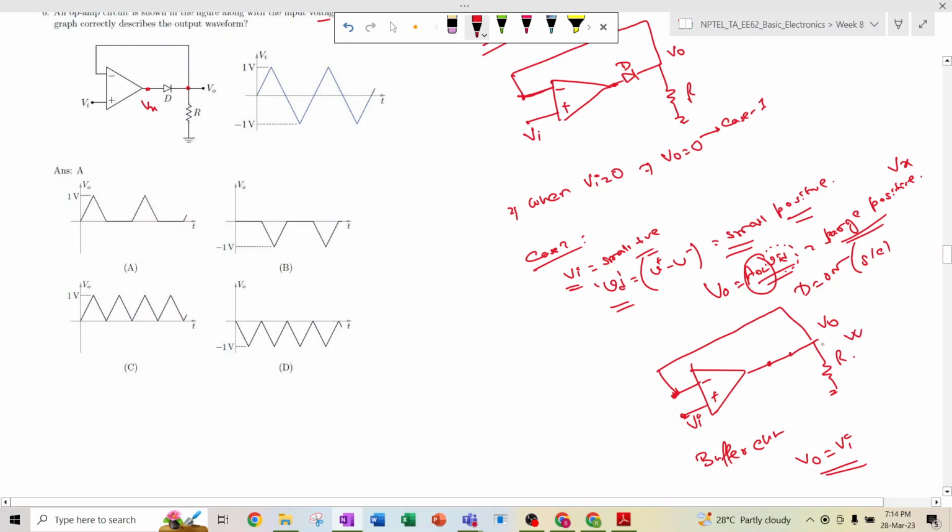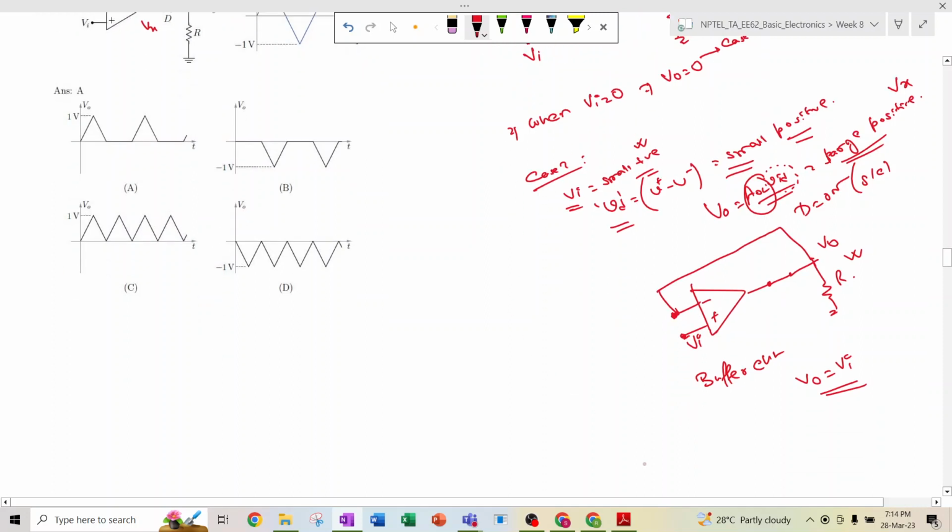And if the equivalent circuit becomes like this, that means this is basically a voltage follower circuit. Whatever input we are applying will also be applied at the negative terminal, that is the inverting terminal, and that is shorted with the output. That means the output will follow whatever is the input. So this is the case of Vi small positive. Okay, yeah.